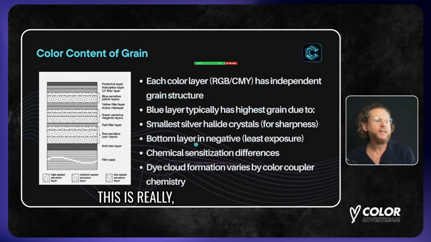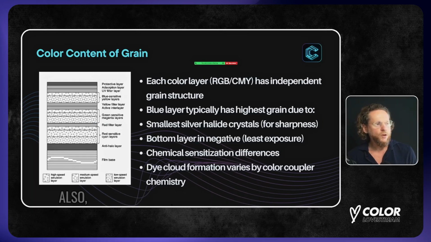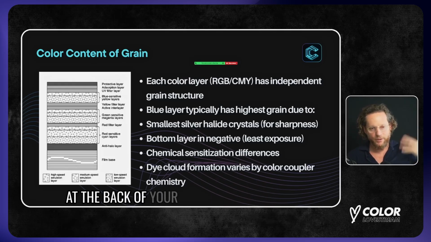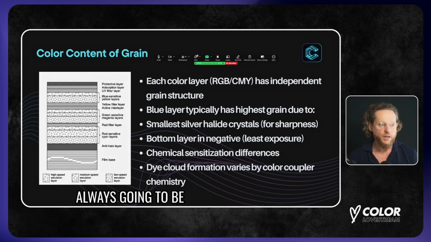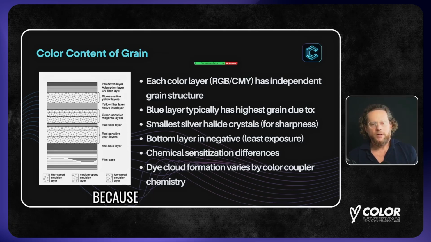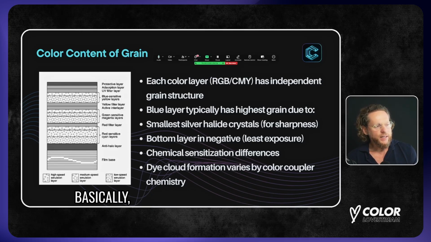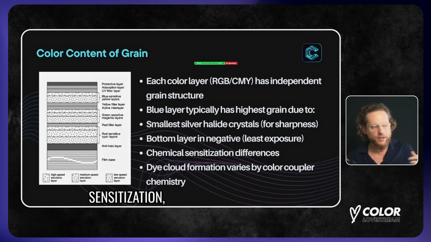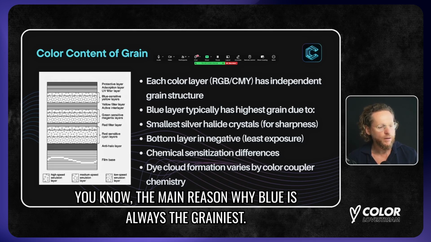This is really an important point. Also, what you should always have at the back of your mind whenever you're trying to emulate film is that blue is always going to be the highest, because it generally has to do with the light frequency. And there are several other elements like chemical sensitization, dye cloud formation and so on. Yeah, go ahead. The main reason why blue is always the grainiest?